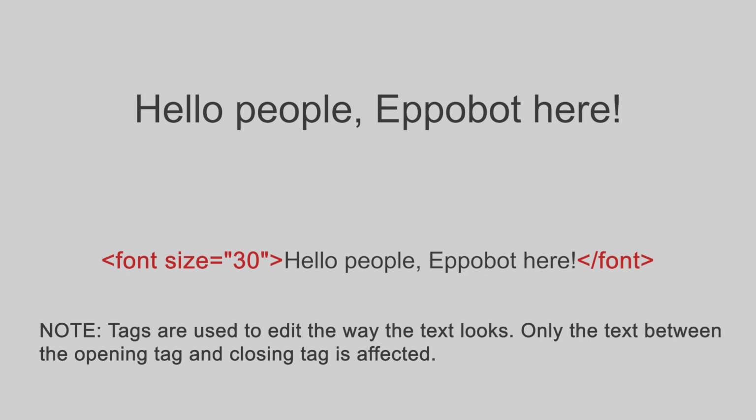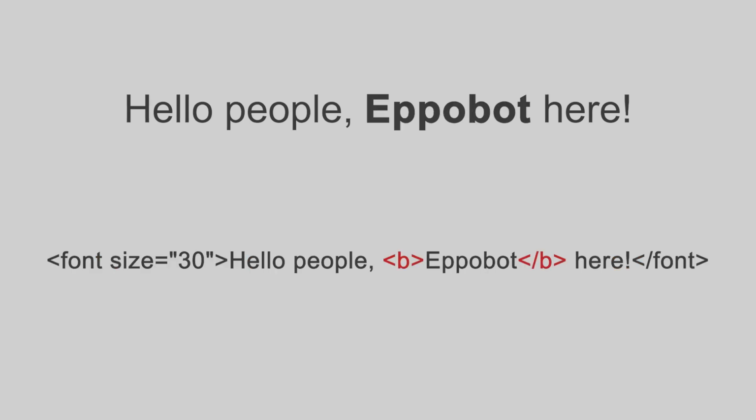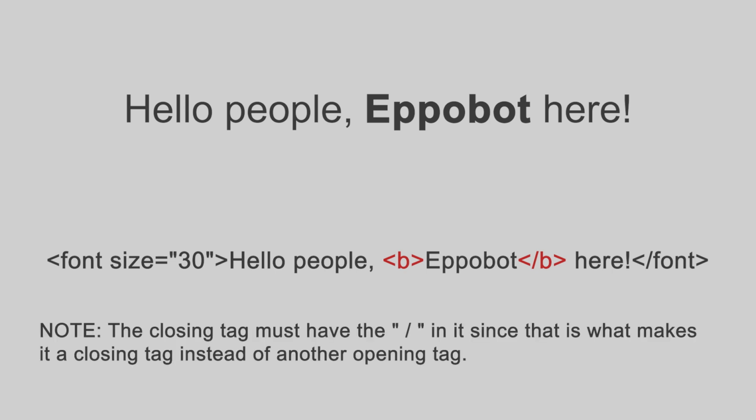Now, let's make the word Eppobot bold. So, add bold tags. Now, only the word Eppobot is bold because that's the only word that's inside the opening bold tag and the closing bold tag. So, you can add multiple tags in one string, which is the entire point of this feature.